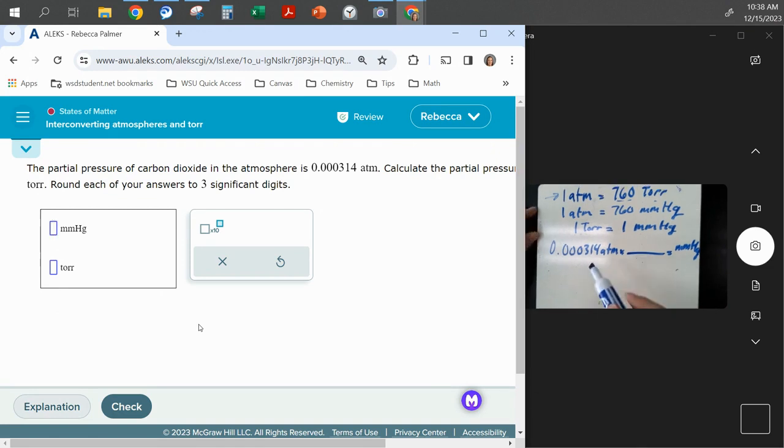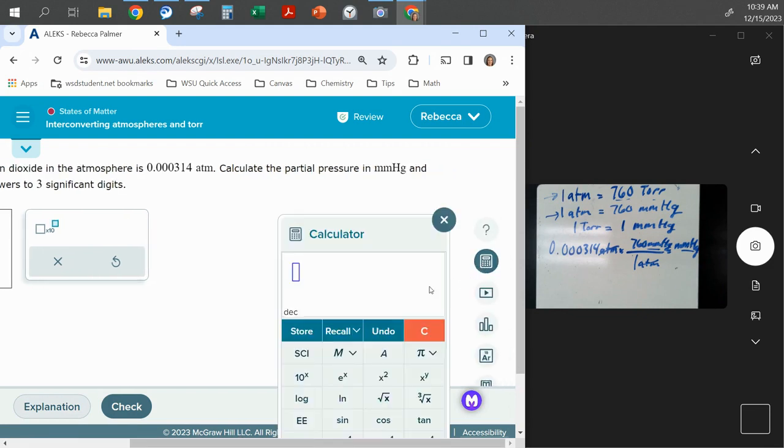So we need atmospheres to go on the bottom this time because we needed that to cancel. So for 1 atmosphere, we have 760 millimeters of mercury. So atmospheres cancels, we'll get millimeters of mercury. So then we'll take this times 760 to get our answer. 0.000314 times 760.